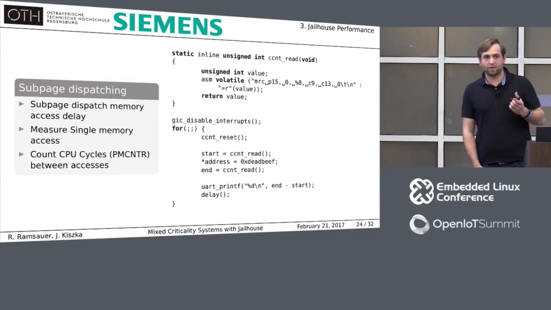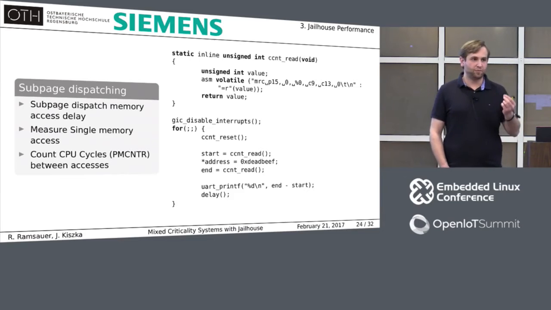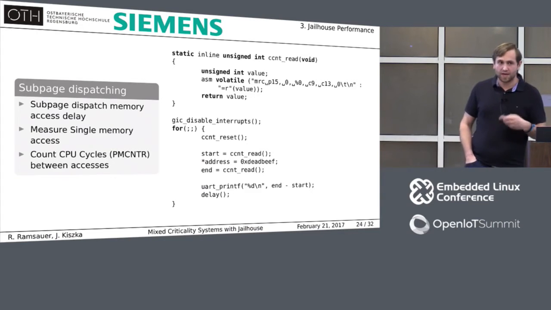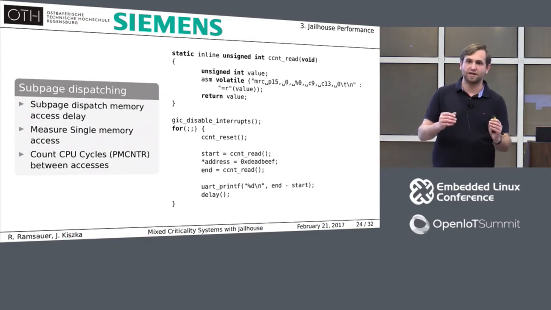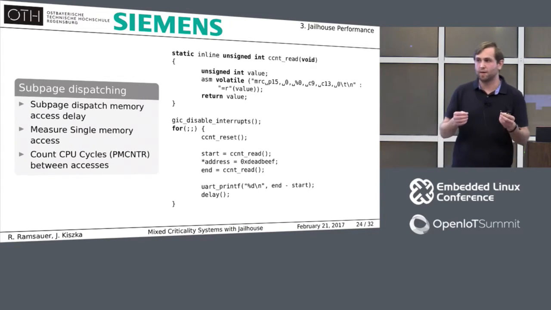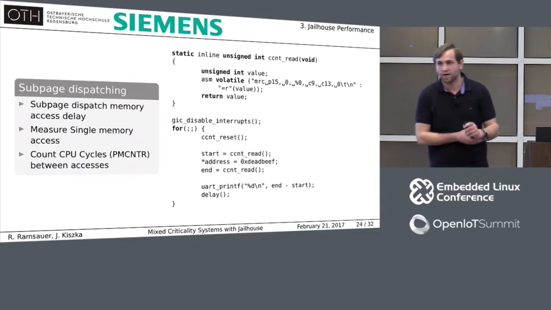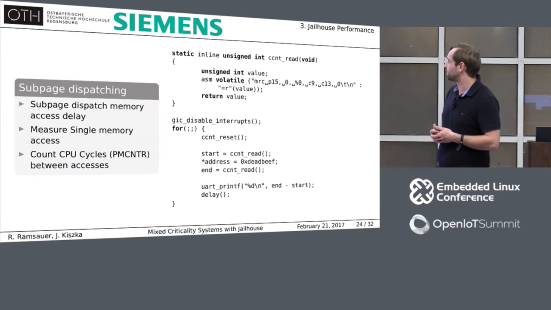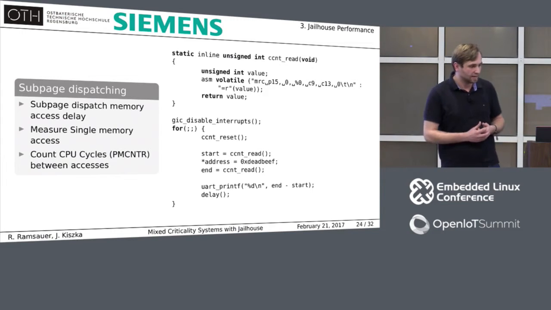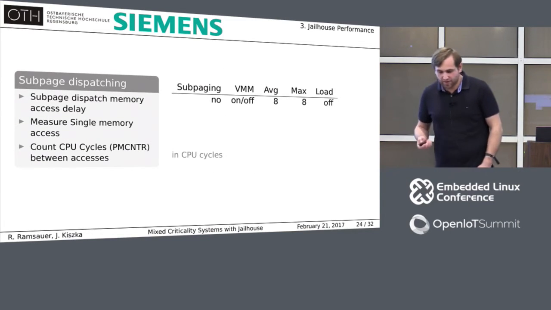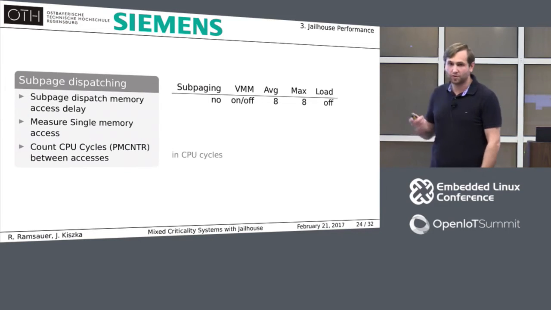And then, as I already told you, the page size is the minimum if we want to do paging. So we have to dispatch if we want to assign a memory region that is smaller than the page size. And then we have to trap to the hypervisor and decide if this guest is allowed to access the memory region or not. And we made a simple measurement where we used the ARM performance monitor counter to see what kind of overhead is introduced when we have to dispatch those pages. And it doesn't matter if we use Jailhouse or not, if we assign a full page, so if we don't use subpaging, then including the measurement overhead, we have 8 cycles.